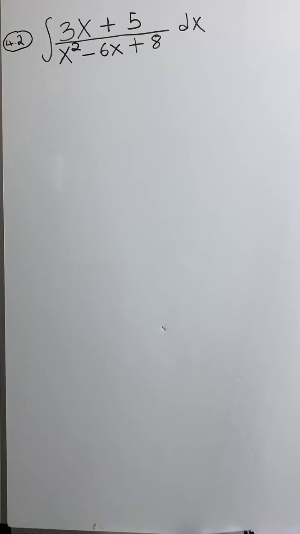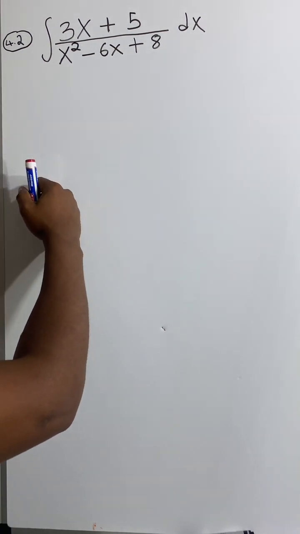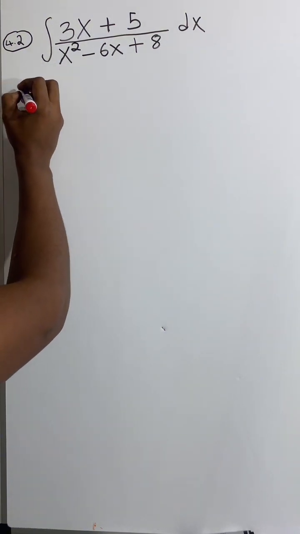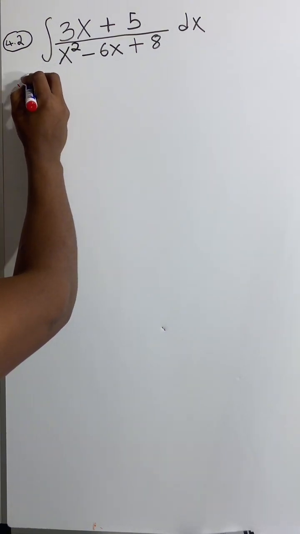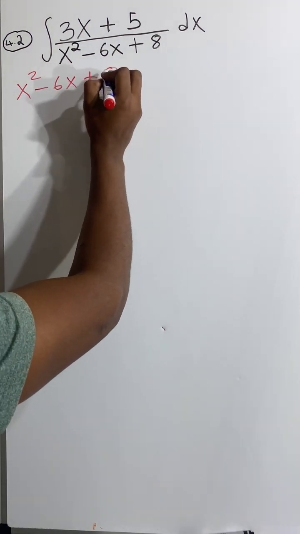4.2, we have to evaluate the integral of 3x plus 5 all divided by x squared minus 6x plus 8, and we have to use partial fractions to evaluate this integral. So let's first try to factorize the denominator, x squared minus 6x plus 8.